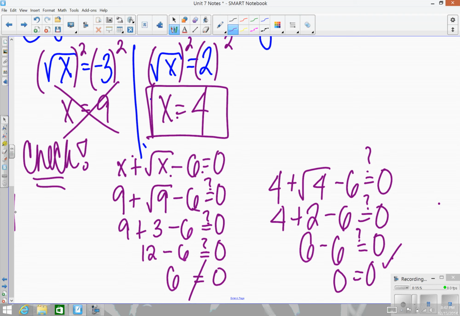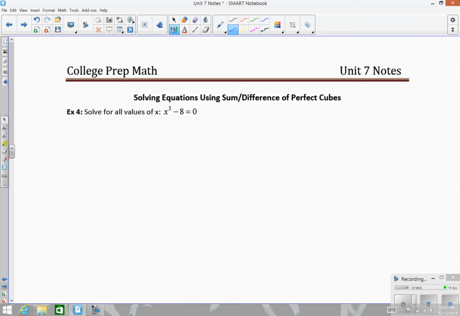So that's it for equations in quadratic form. The next thing and last thing in this lesson is going to be looking at solving equations using the sum and difference of perfect cubes. So when you look at this example here, you could bring over the 8, and then you could take the cube root of both sides to get x by itself, but you'd be missing solutions.